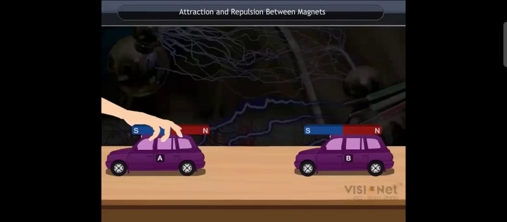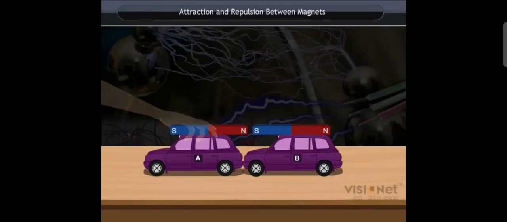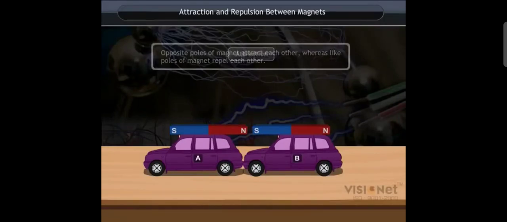Now place the two bar magnets on the cars such that the north pole of car A is followed by the south pole of car B, or vice versa. Bring car A near to car B. You will find that car B is attracted towards car A. This is called attraction. Opposite poles of a magnet attract each other, whereas like poles of a magnet repel each other.